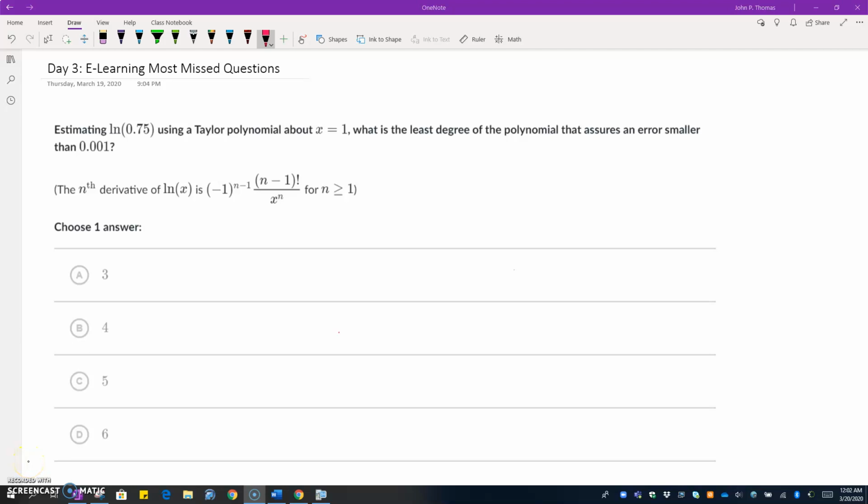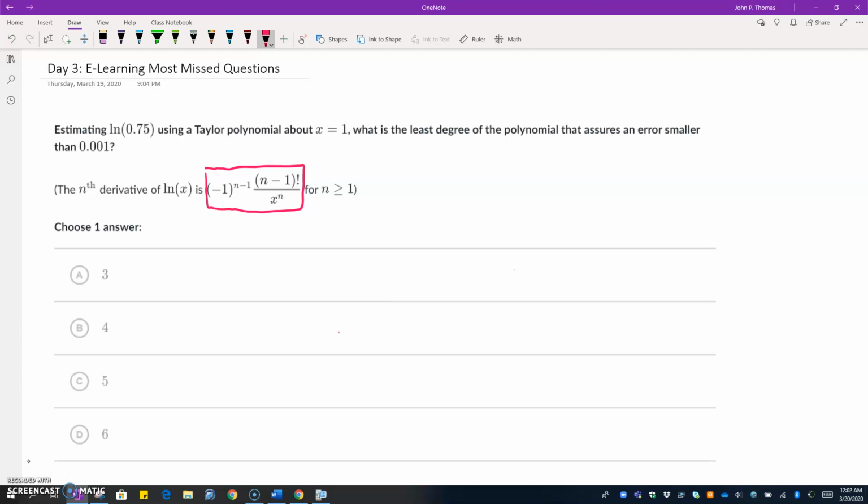Okay, this one's a tough one. We've got estimating the natural log of 0.75 using a Taylor polynomial about x equals 1. What is the least degree polynomial that assures an error smaller than 0.001? They provide a function that gives us the nth derivative of ln of x, and that's good for n greater than or equal to 1.